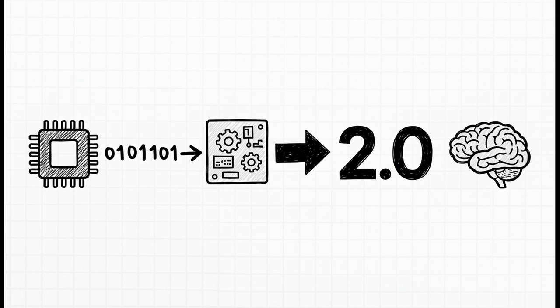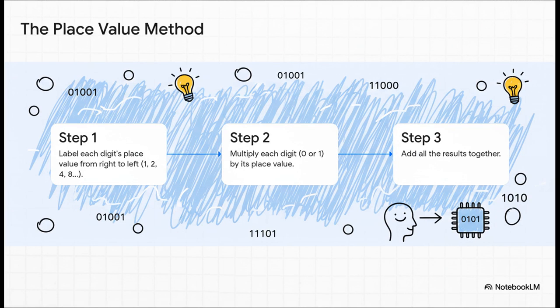Okay, but what about going the other way? How do we take a string of ones and zeros from the machine and translate it back into a number that makes sense to us? This one's called the place value method, and it's just like our own decimal system.